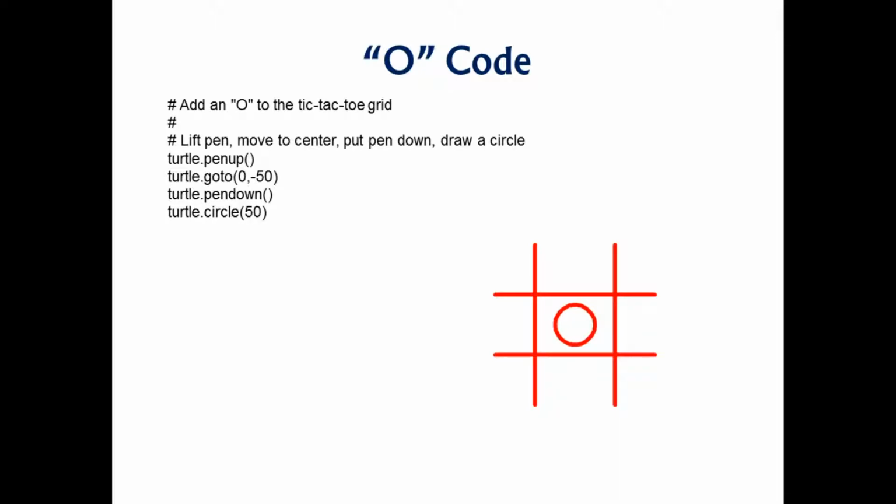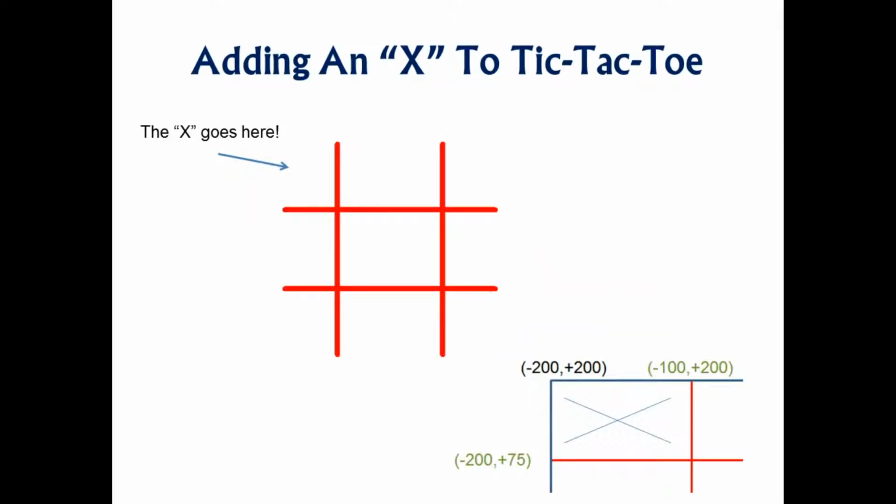All right, we're almost done, right? What do we got left to do? An X. Where are we going to put the X? Okay. And when we're making an X, what do we actually have to do to make an X?